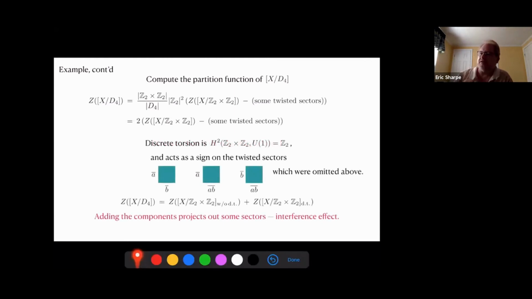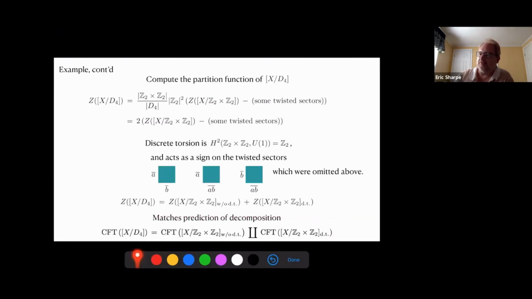Now we can say a bit more. Discrete torsion in the Z2 cross Z2 orbifold is just a Z2, and it acts as a sign on precisely these same sectors, which were omitted above. So a more useful way to write this particular partition function is as a sum of 2 Z2 cross Z2 orbifold partition functions, one with discrete torsion, the other without. Since discrete torsion multiplies the ones to be excluded by a sign, the effect of adding these things together is to cancel out these contributions.